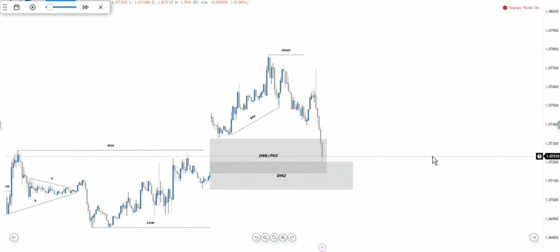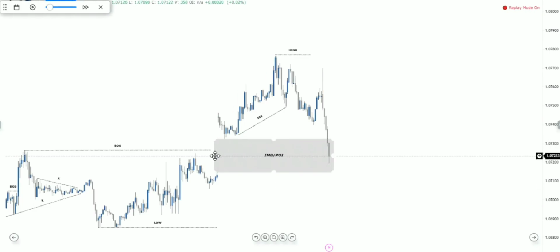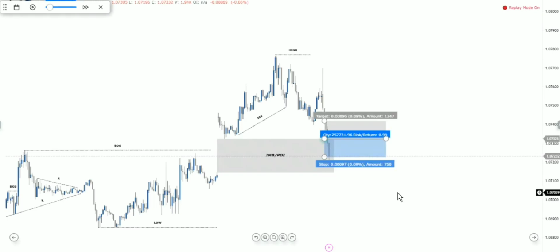Right, so as you can see, price has filled our level or filled the imbalance over here. Hopefully not fully, but it has filled imbalance. So at this point in time, I would look for another position, stop loss below.